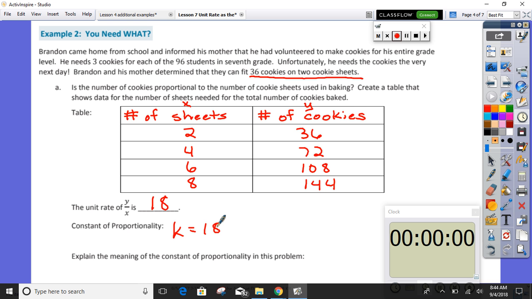18 means the number of cookies per sheet. Okay, so there are 18 cookies per cookie sheet. There are 18 cookies per sheet.